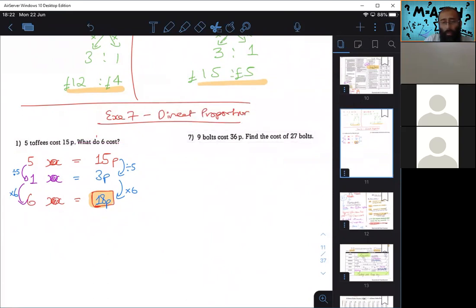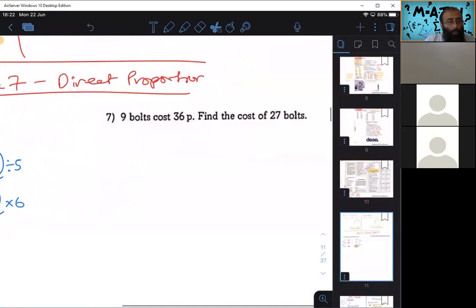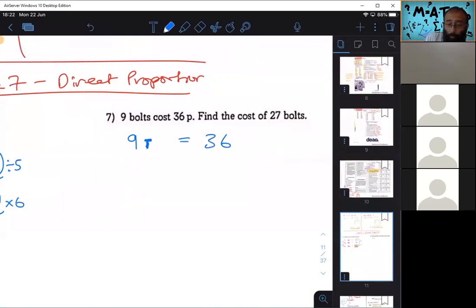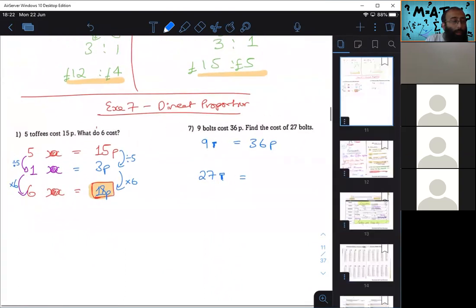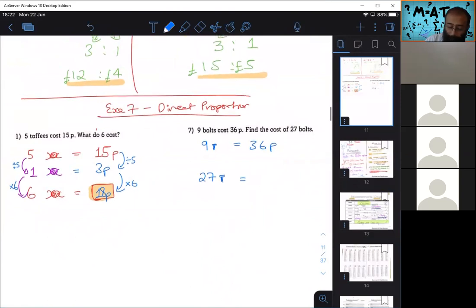So we've had Mahir join us. Let's have Iman. Iman, can you join me on this question, please? So 9 bolts. So you go to the builder's yard, you buy 9 bolts. That costs 36p. Now you want to work out the cost of 27 bolts. So do we need to do it like the other question that Mahir did? Do we need to work out the cost of 1 bolt, or can we go straight to 27?